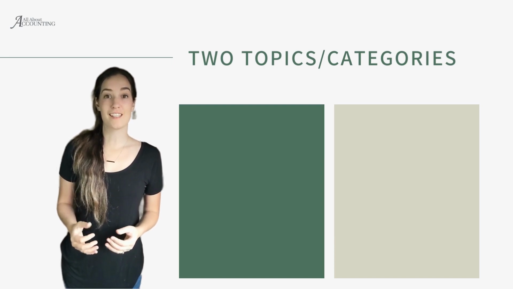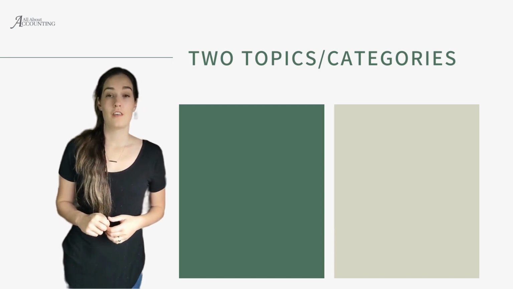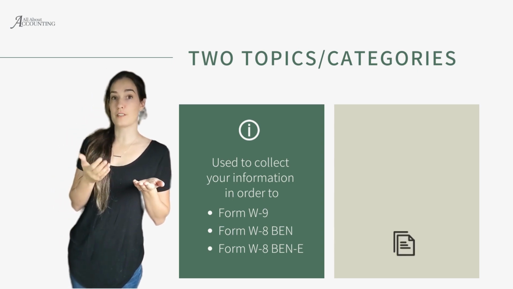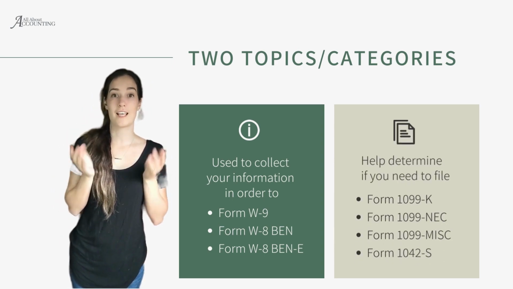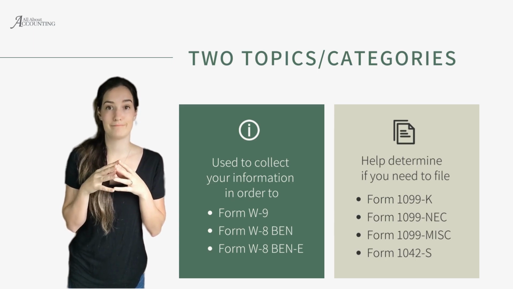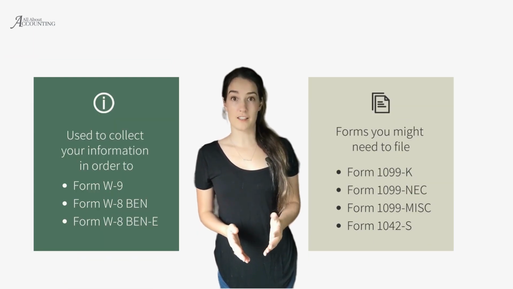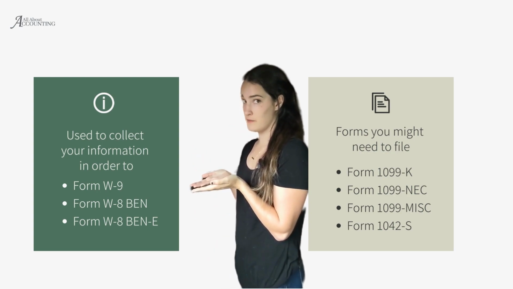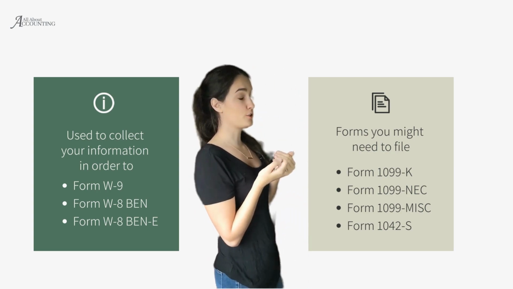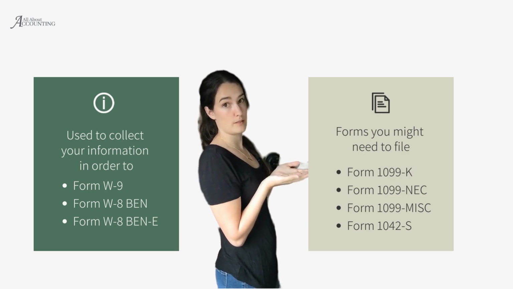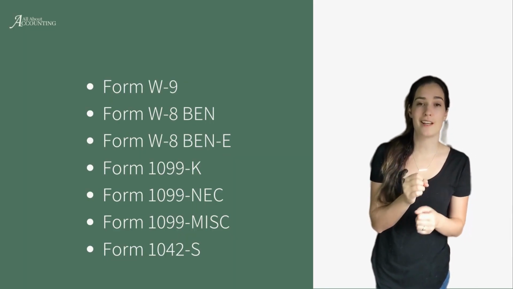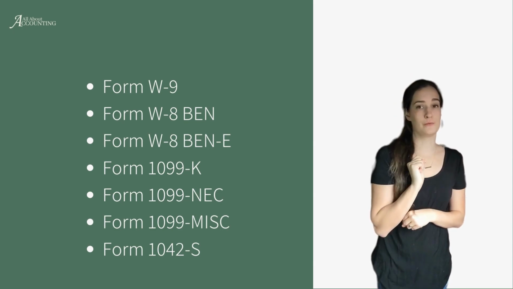We can categorize these forms into two buckets: the forms used to collect taxpayer data and forms that report income to the IRS and you get a copy. When they're categorized this way, it might become obvious to you that you need these forms in order to prepare these forms. Now, let's dive deeper into each of these forms and how they impact you.